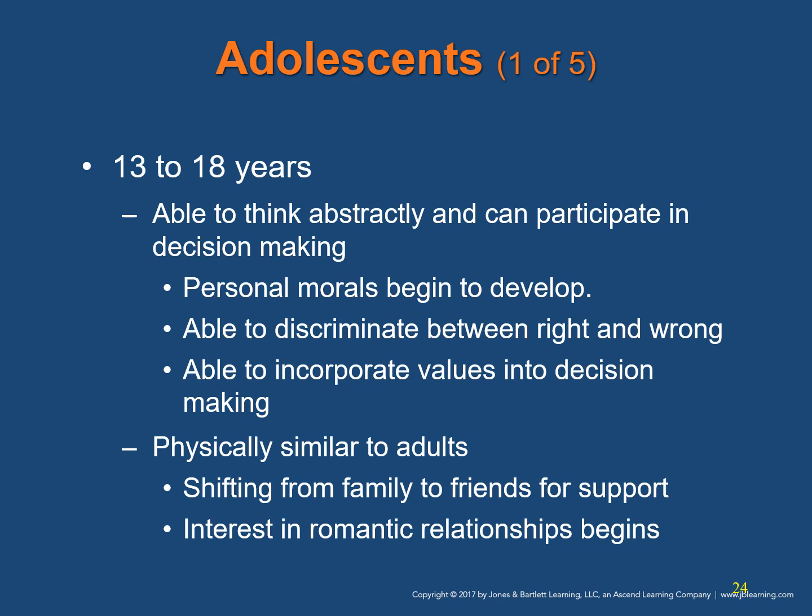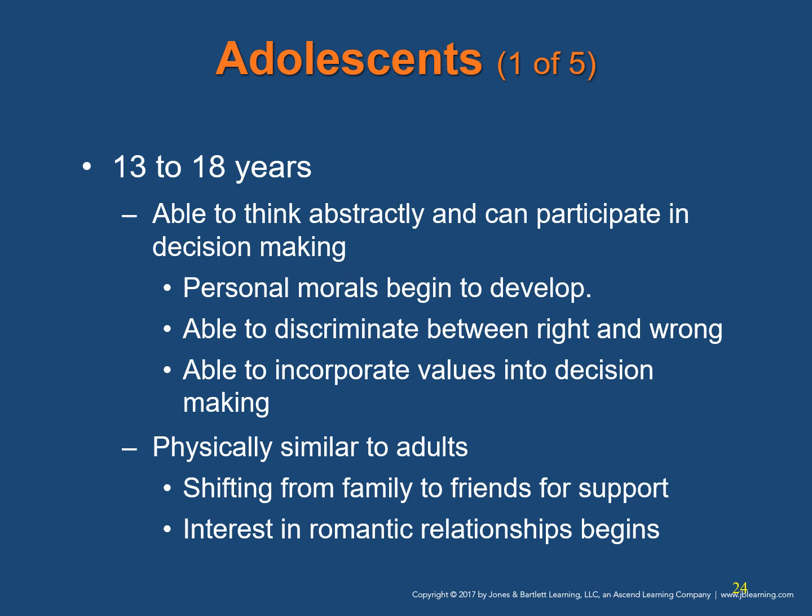Adolescents, 13 to 18 years. Most adolescents are able to think abstractly and can participate in decision making. Personal morals begin to develop, and they are able to discriminate between what is right and wrong and incorporate their own values and beliefs into their daily decision-making process. Physically similar to adults, but they are still children on the emotional level. They gradually shift from relying on family to relying on friends for psychological support, social development, and acceptance from their peers.